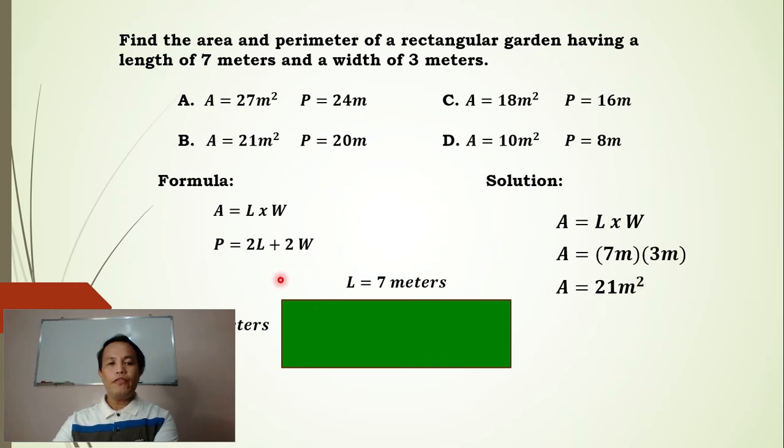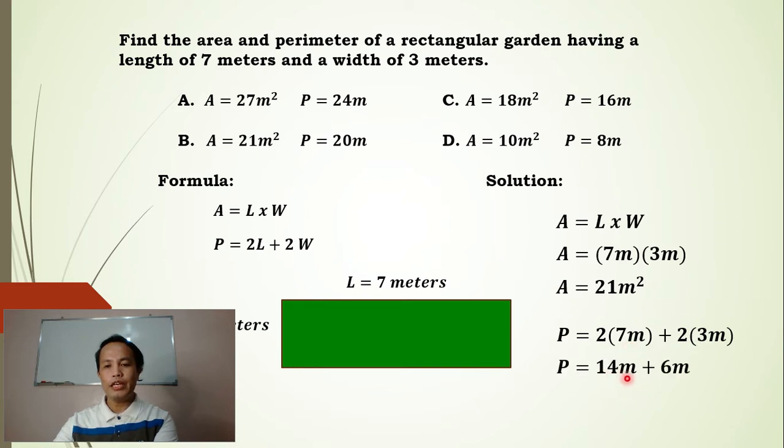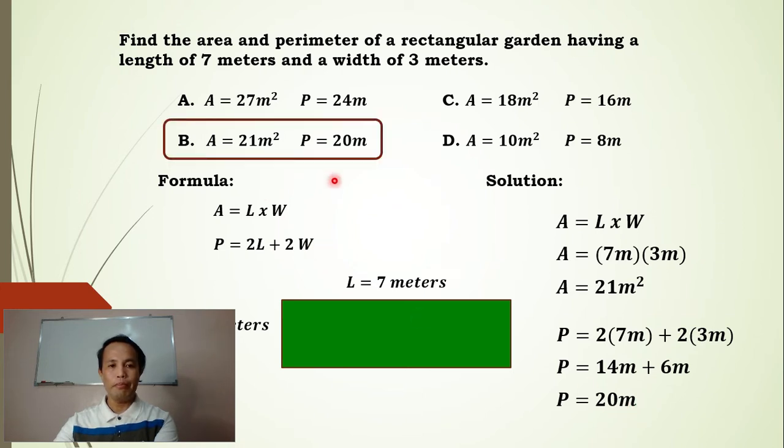While in solving for the perimeter of the rectangular garden, we will use this formula: 2 length plus 2 width, and our length is 7 meters and our width is 3 meters. So we multiply 2 times 7 meters, which gives us 14 meters, and 2 times 3 meters, which gives us 6 meters. And this time, we add 14 meters plus 6 meters, that is equal to 20 meters. So therefore, the area of the rectangular garden is 21 meters squared while the perimeter is 20 meters. So therefore, the correct answer is letter B.